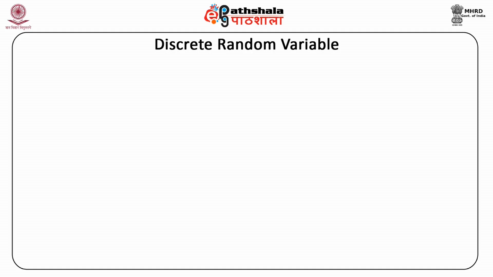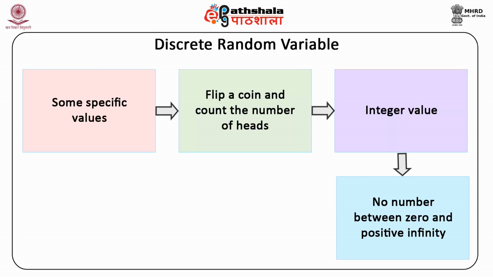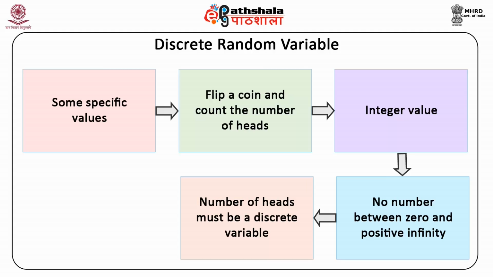Moving on to understanding what a discrete random variable is. A discrete random variable is a random variable which can take only specific values, either finite or countable. Suppose we flip a coin and count the number of heads. The number of heads could be any integer value between 0 and positive infinity. However, it could not be any fractional number between 0 and positive infinity. We could not, for example, get 2.5 heads. Therefore, the number of heads must be a discrete variable.